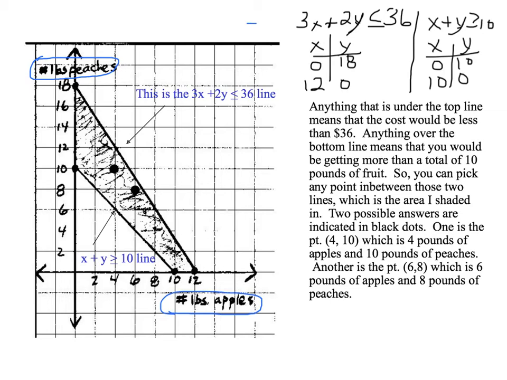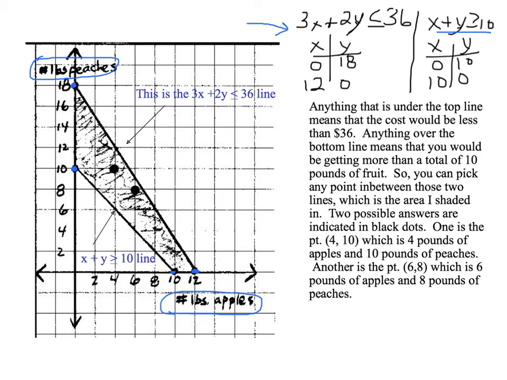Then what I did is I graphed this line first, 3x plus 2y is less than or equal to 36. And I put in the points 0, 18 and 12, 0. And I drew a line between those because that is the equal line for that particular equation, not inequality. Then I did exactly the same thing for the x plus y equals 10 line, and I put a dot at 0, 10. I also put a dot at 10, 0, and I connected those 2 points.